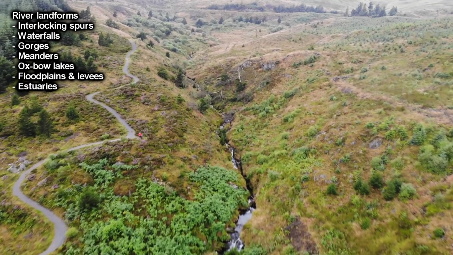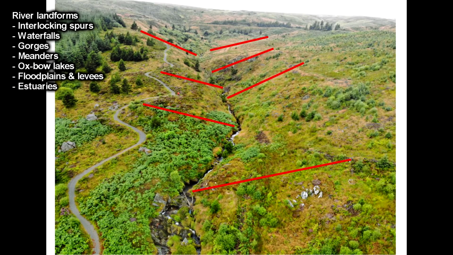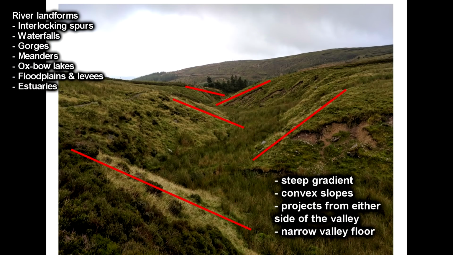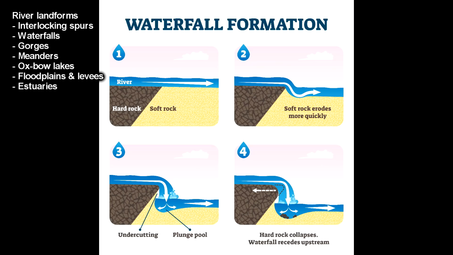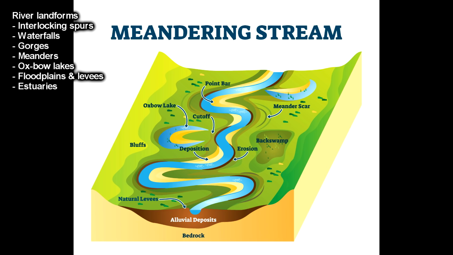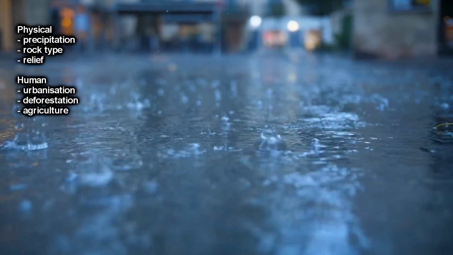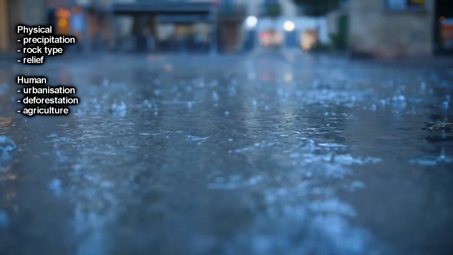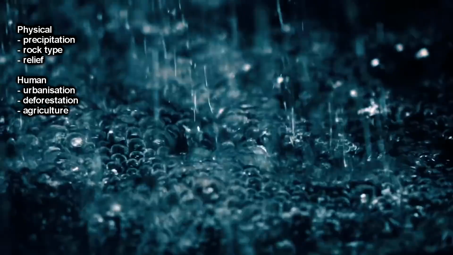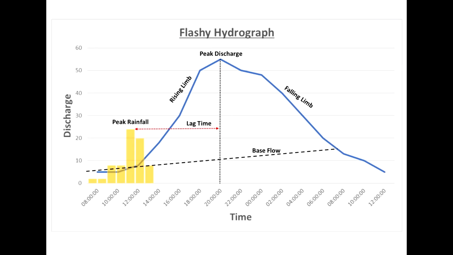Then moving on to the main features you may see along a river profile, such as interlocking spurs and waterfalls and gorges in the upper course. Then as you move down the river you'll find meanders, oxbow lakes, levees and floodplains. Finally, you look at causes of flooding, including physical and human causes. You'll be looking at how precipitation and discharge can affect this, relating to a hydrograph.